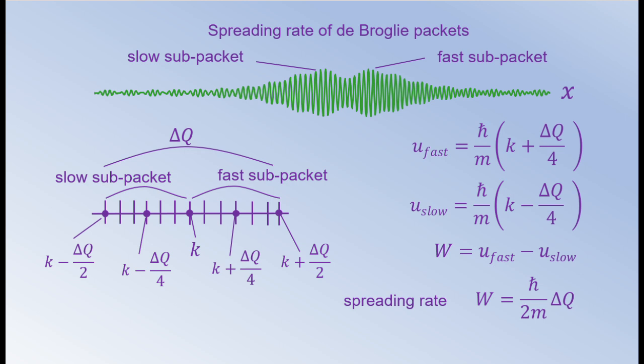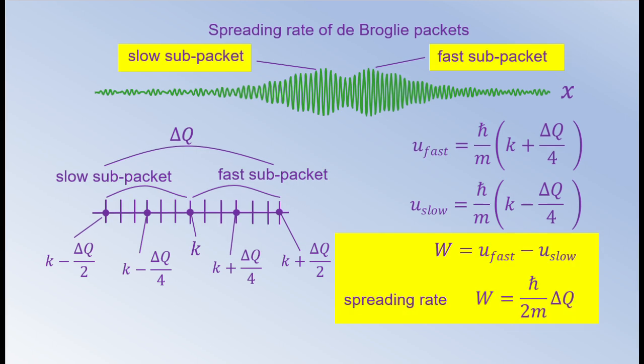Due to the difference in their velocities, the fast and slow subpackets will gradually spread away from each other. It is quite reasonable to assume that the speed of their relative movement will be equal to the speed of spreading, or in other words, the spreading rate of the main packet. Thus, the spreading rate W is equal to u fast minus u slow, which is equal to h bar over 2m times delta q. However, our definition of the spreading rate is not strict.